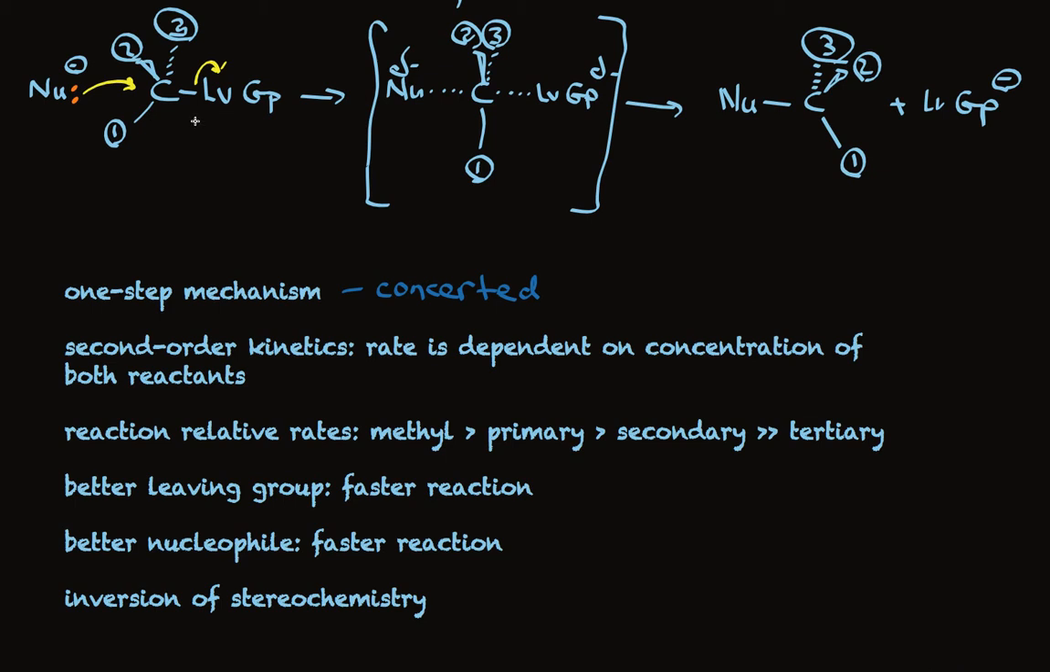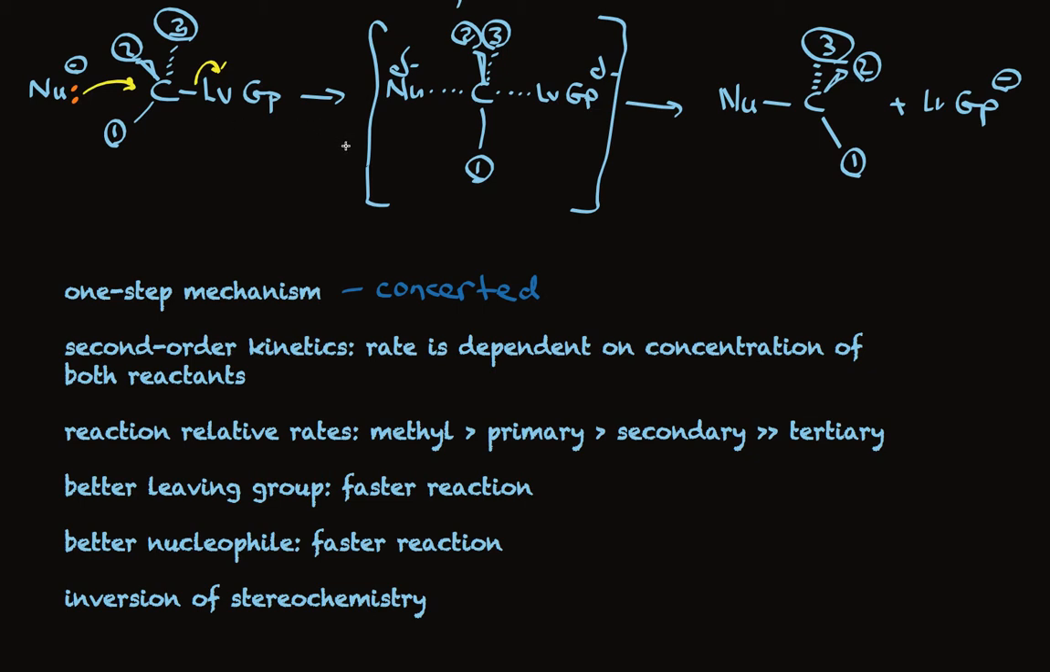If you double the concentration of both, the rate is 4 times as fast. It's a very straight relationship. This is second order kinetics. It proves that there are 2 separate reacting species taking part in what we call the slow step, the rate determining step, and in this case there's only 1 step.